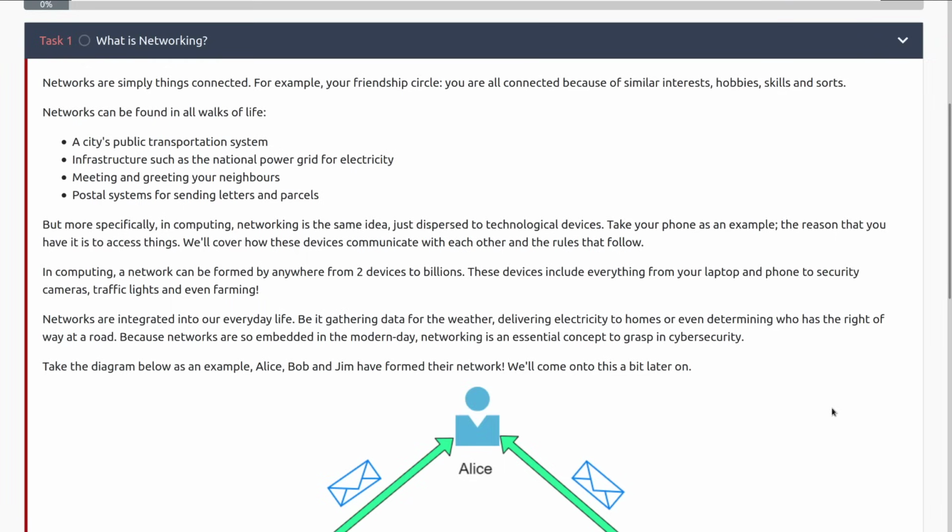A city's public transportation system, the London Tube, is a great example of this because it is a very well interconnected network, and it's a very big one too. Infrastructure such as the national power grid for electricity is another very important network. Meeting and greeting your neighbors is, again, more of a safety network in that case. The postal system for sending letters and parcels, and so on and so forth. You can see networks everywhere in your life, and they're very, very important concepts.